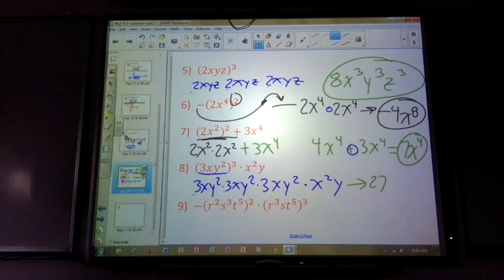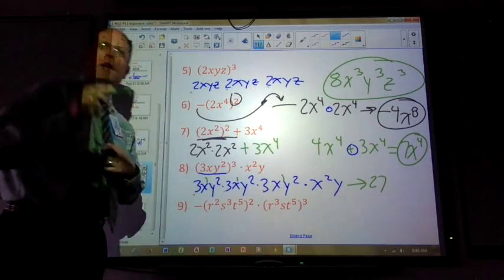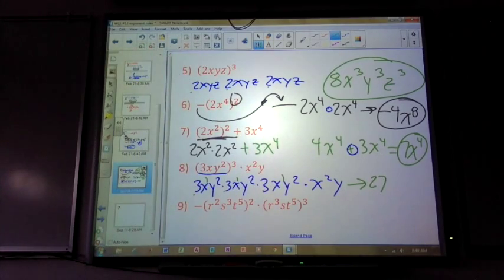So I'm multiplying bases, and the base I'm going to go to right now is x. So I have x to the first, x to the first, x to the first, x to the second. So if I'm multiplying like bases, I'm adding the exponents. So I'm going to go 1 plus 1 plus 1 plus 2. 1 plus 1 is? 2. Plus 1? 3. Plus 2 more. 5. X to the fifth.